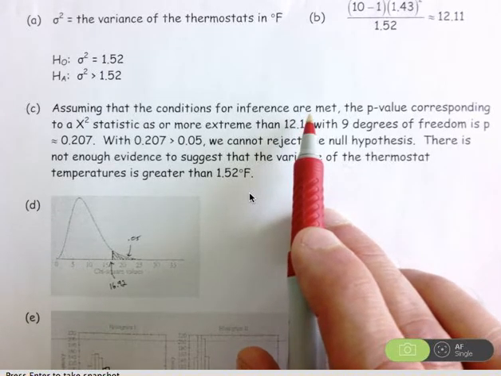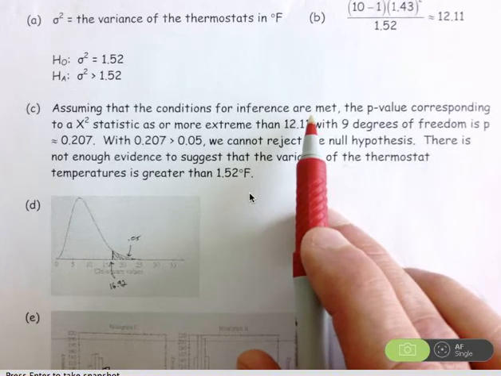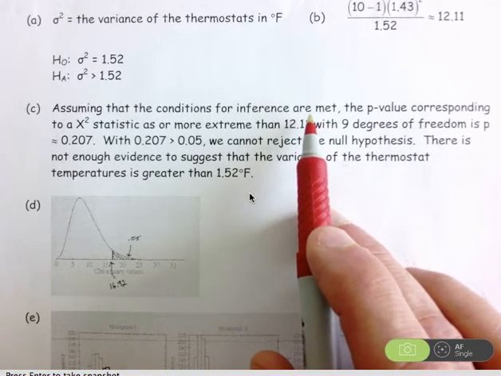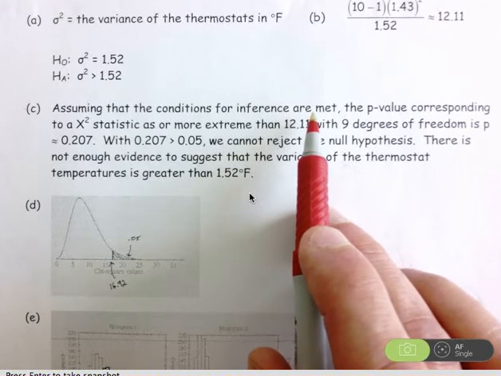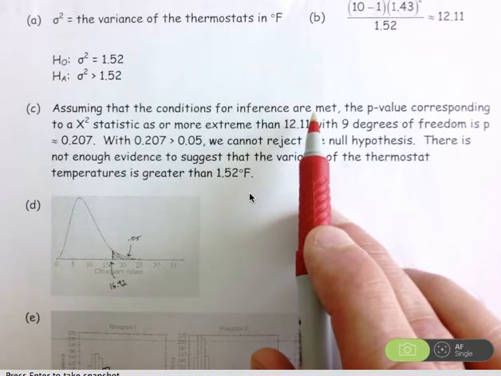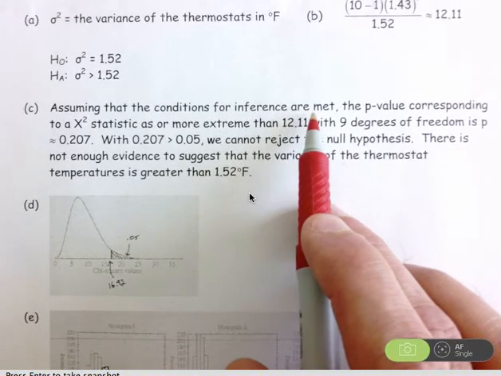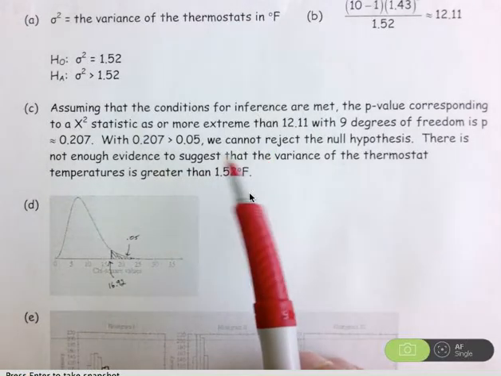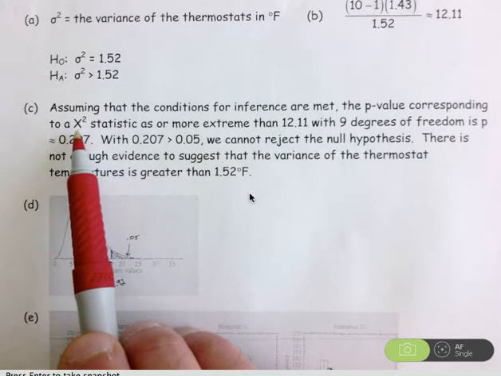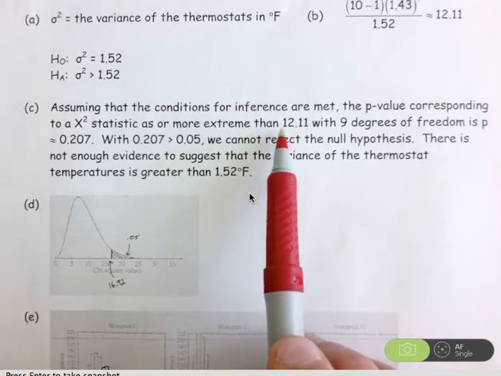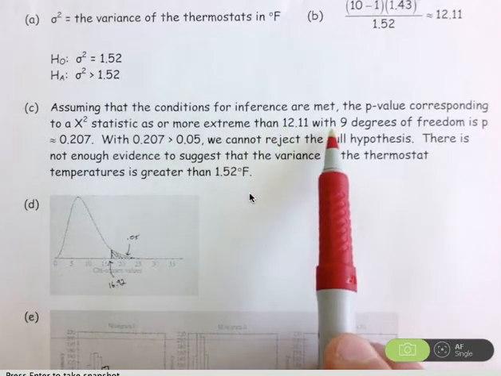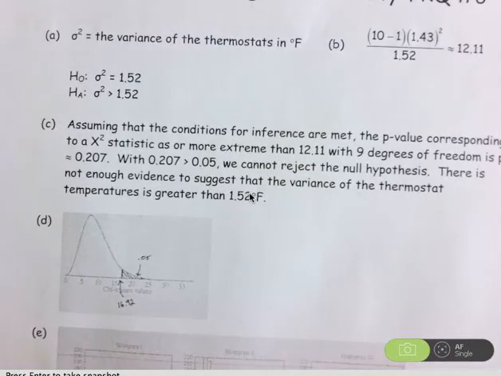Be careful. If you try to, quote, check conditions and you state something that is incorrect, you will lose credit here. What's important in this question is that you need to state a p-value and then write a conclusion in context, and it needs to be linked to that p-value. In order to do this, I used the chi-squared CDF command on my calculator. There are 9 degrees of freedom. The statistic we had was 12.11.